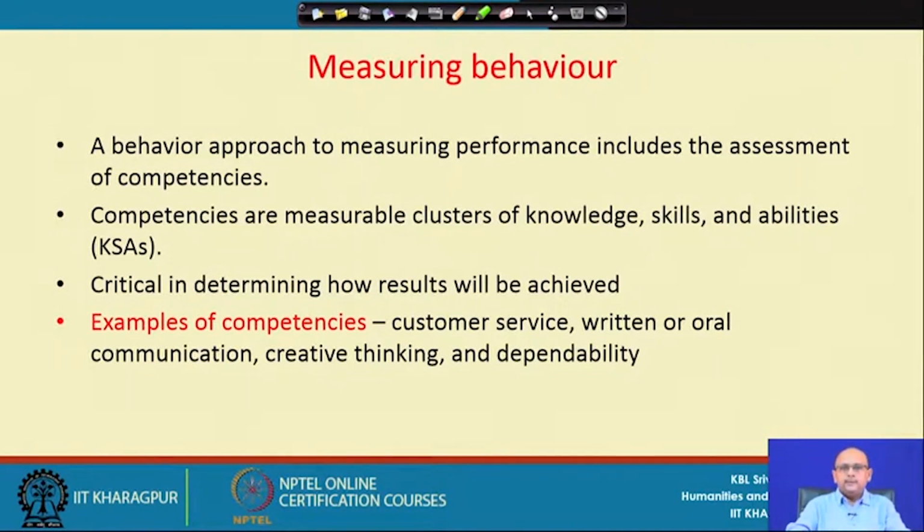So, you need to assess competencies, like how well you serve your customers, what kind of communication skills you have, how you take decisions, whether you are creative in your thinking, whether your integrity is established, whether you are dependable or consistent in your approach. So, these are the competencies. These are some examples which could be related to different kinds of jobs. This is not something that is specific to a given job. So, what I mean to say here is that you also need to measure competencies to ensure that you are able to do your job well.